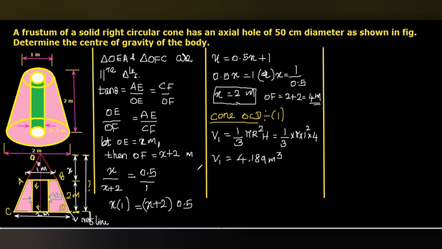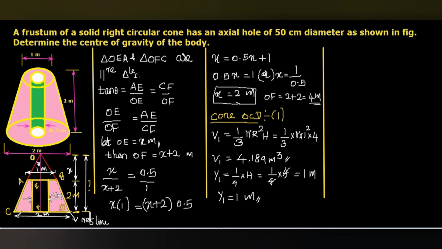Here x bar we are not going to calculate, so only y1. The base of the large cone OCD lies on the reference line, since CD is the reference line. From the bottom, that will be 1 by 4th of H, and H we know is 4 meters. So 1 by 4 multiplied with 4 cancels, so y1 equals 1 meter. So V1, Y1 we calculated.